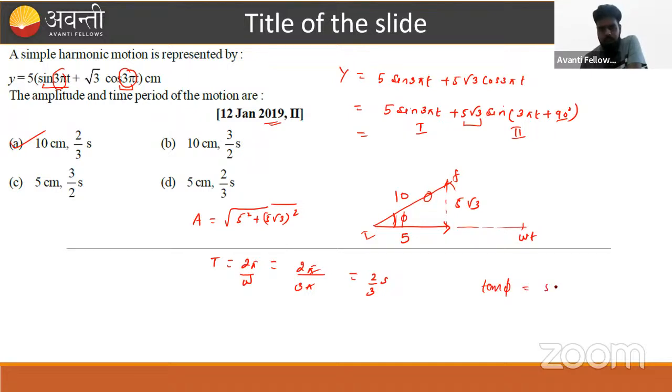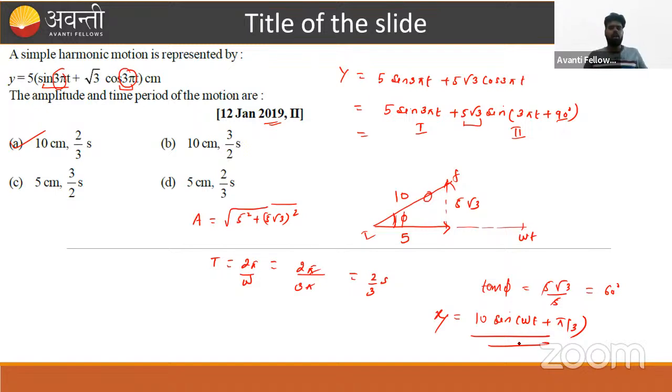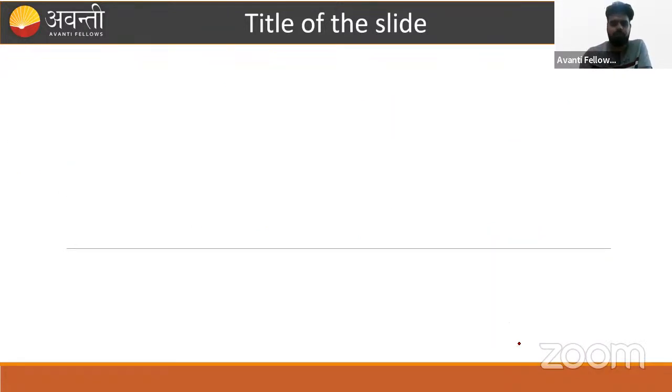tan phi can be written as 5 root 3 divided by 5. That is root 3, which means 60 degrees. So what is our resultant SHM? Because the equation is written in y, we can say y equal to amplitude, which is nothing but 10 sin(omega t plus 60), meaning pi by 3. I hope this is clear. Okay, this is how we can write down the equation. So this is the simple application of vectors.